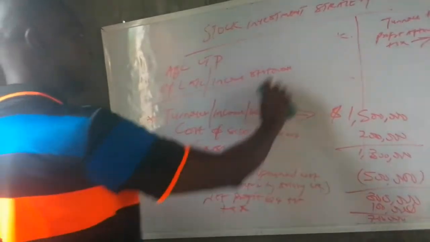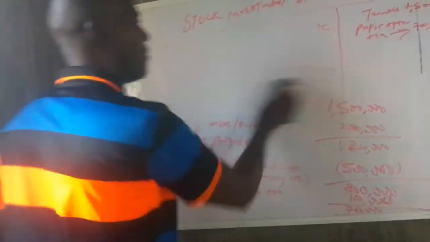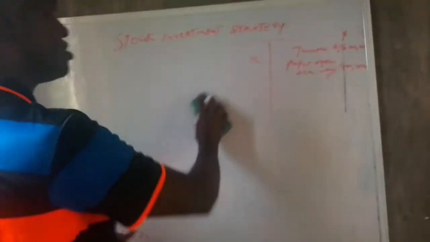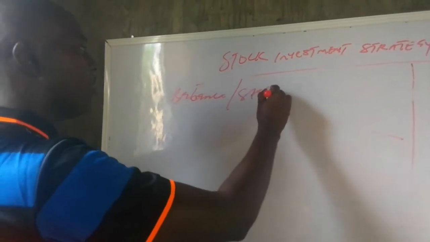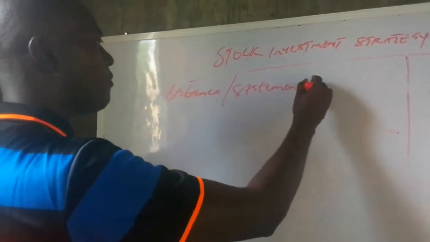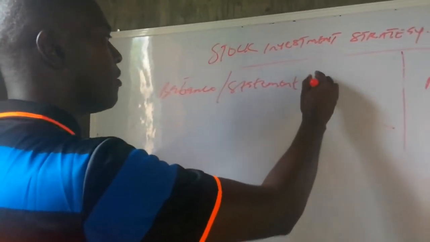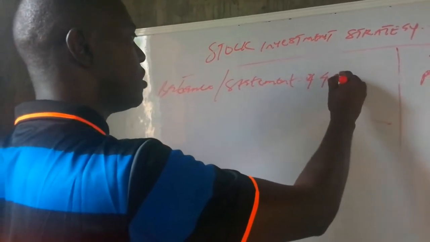So let's see what the balance sheet looks like. The balance sheet shows the value of the business. It helps us to see the value of it, just as the income statement helps us to see the profitability of the business. The balance sheet, or the statement of financial position.